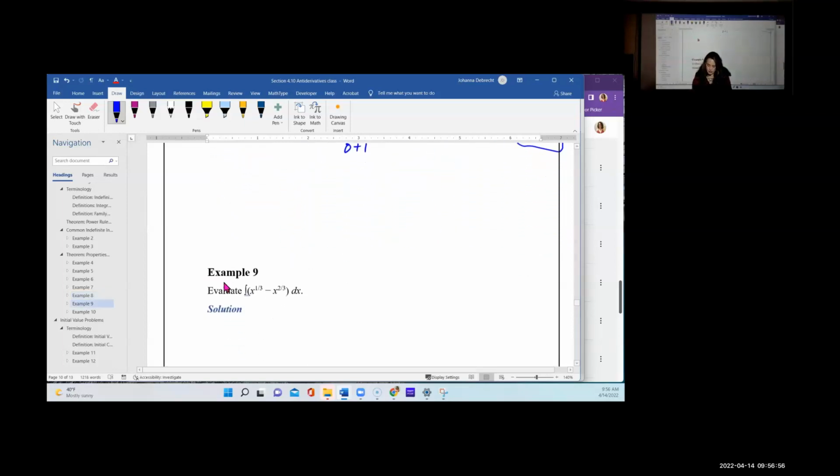Okay, so for example, let me give you one more example. If you have 5 dt, your result is going to be 5t plus a constant. The variable of integration is given by the differential. So if this is dt, then the variable has to be t. Right?